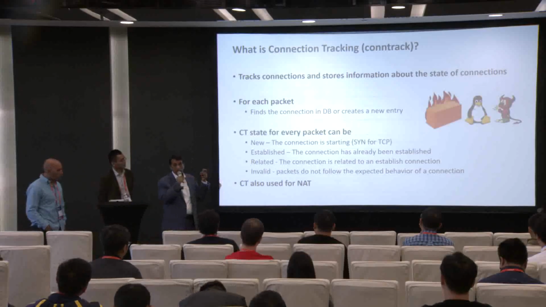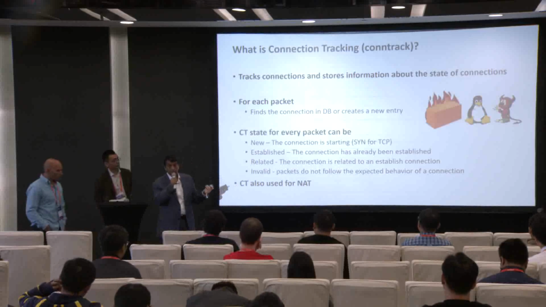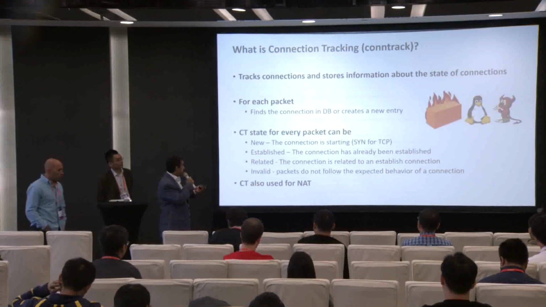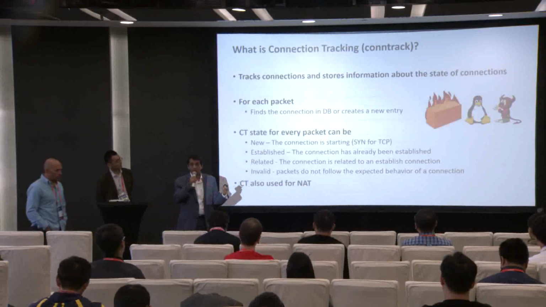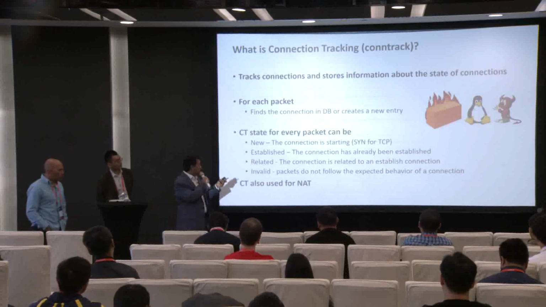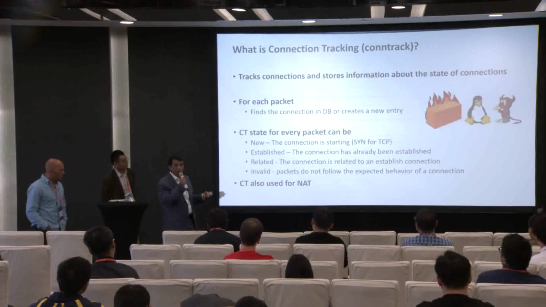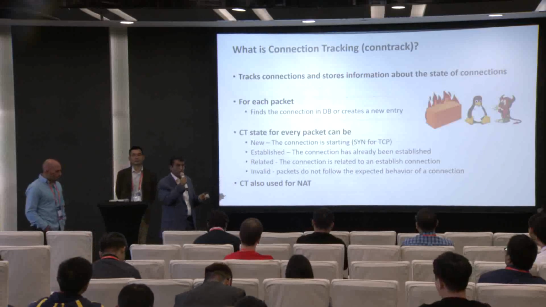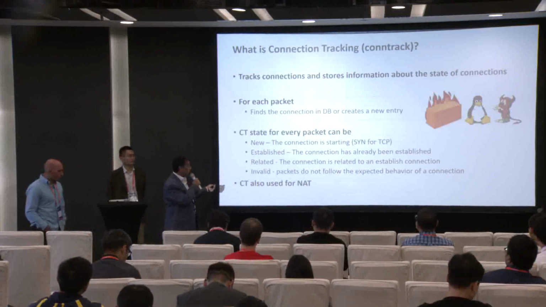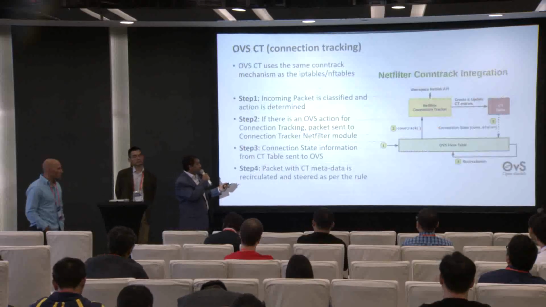New state is when the connection is just being established. Established is when the connection is already established, and you're trying to find out if this packet belongs to an established connection. Related could be something like an FTP kind of protocol that might be using TCP underneath, so it might need related connection information. And invalid is when the packet doesn't fit any of the connection database information. It is also used for NATing, so without having to go into all the details, NATing is a very important use case.